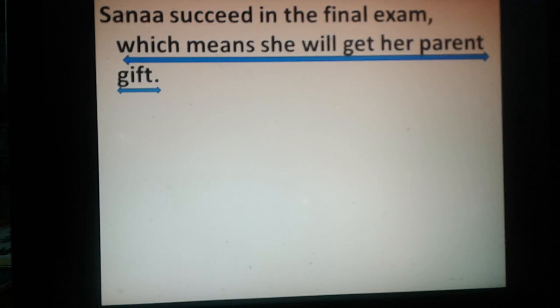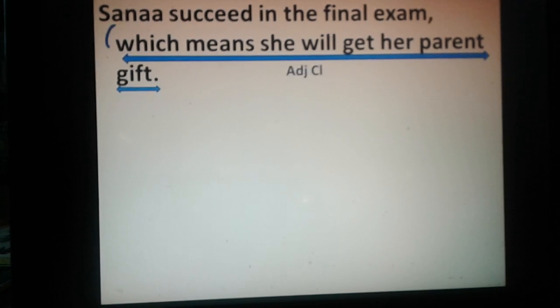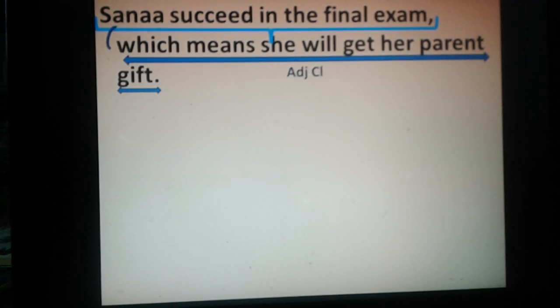It gives, for example, a situation: Sana succeeded in the final exam, the whole situation, which means she will get her parents' gift. It gives us information about the whole context of the first sentence, not just one noun. يعني هنايا noun clause بعض المرة كيعطينا معلومات على situation ديال اللي سبقاتو، ما كيعطيناش معلومات فقط على النون اللي قبل منه. فهاد الحالة كنستعملو فقط which، وكنستعملو ضروري من الكما.